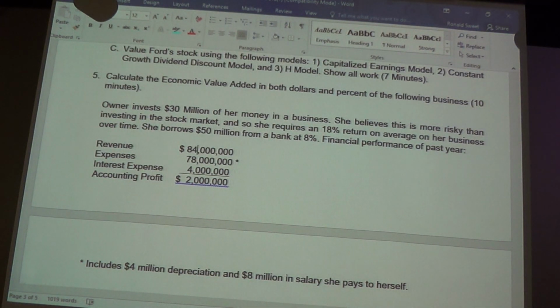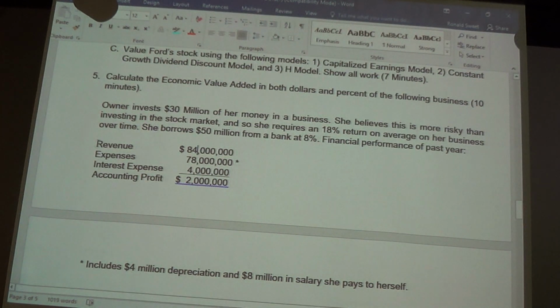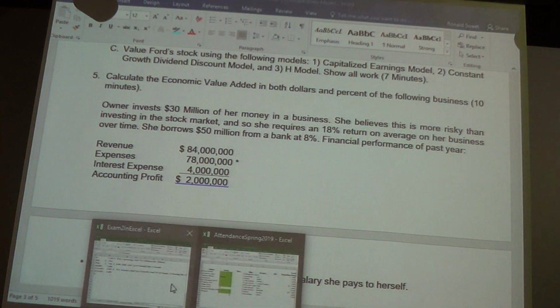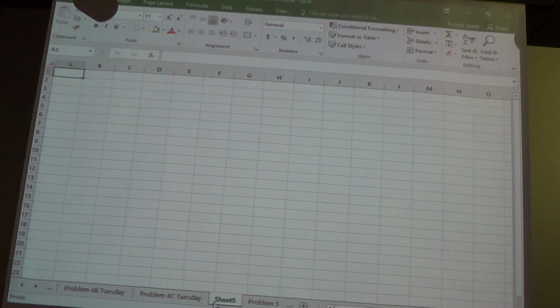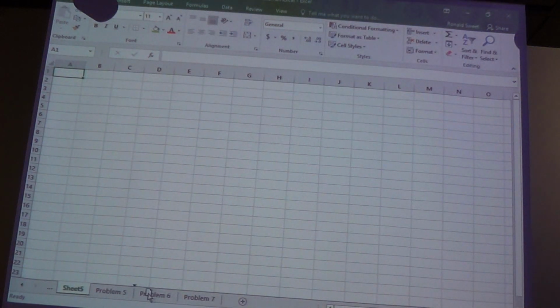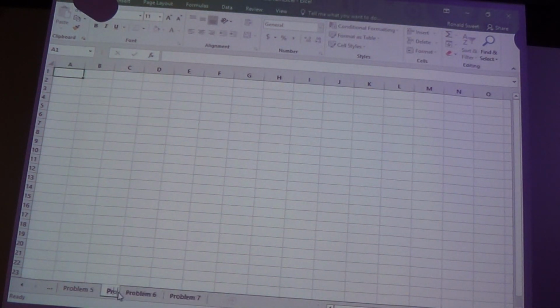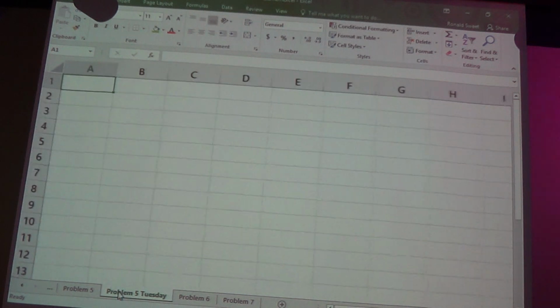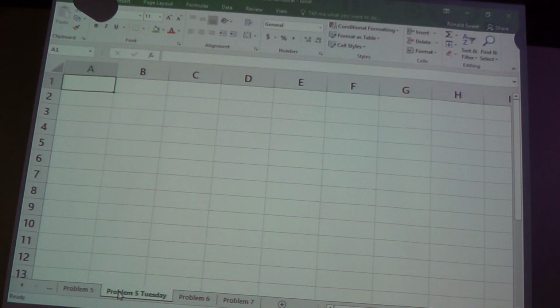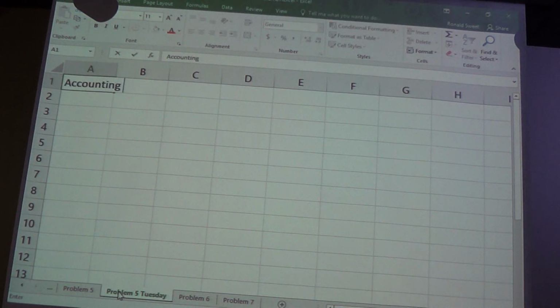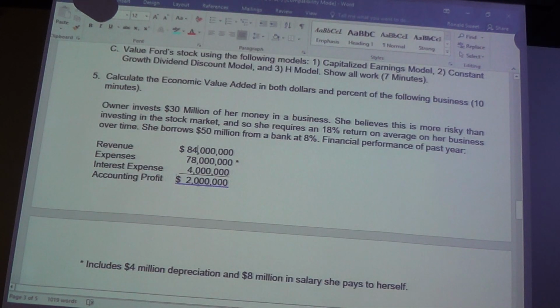Right, so question number 5. On the exam, you don't really need revenue and expense and everything else. You can just start with accounting profit. That's why that error really didn't matter on the exam. So accounting profit is $2 million.